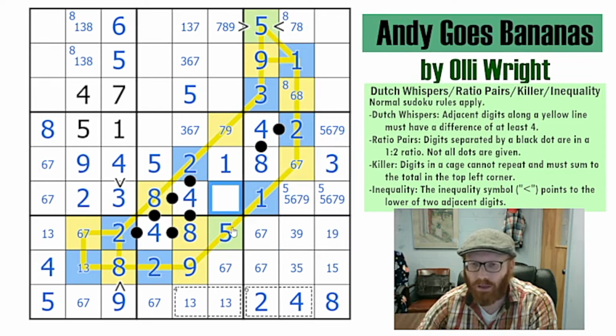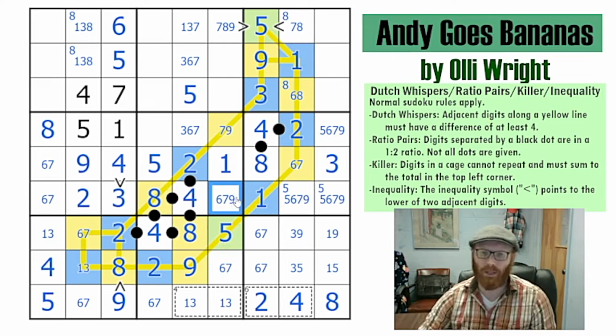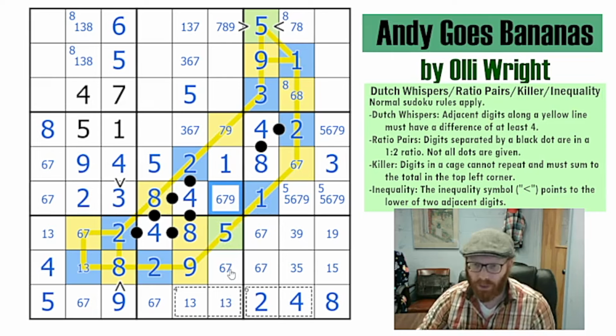This is 5, 6, 7, and 9. But it's not 5. Aha! Okay, so this is the cell that gives me something.